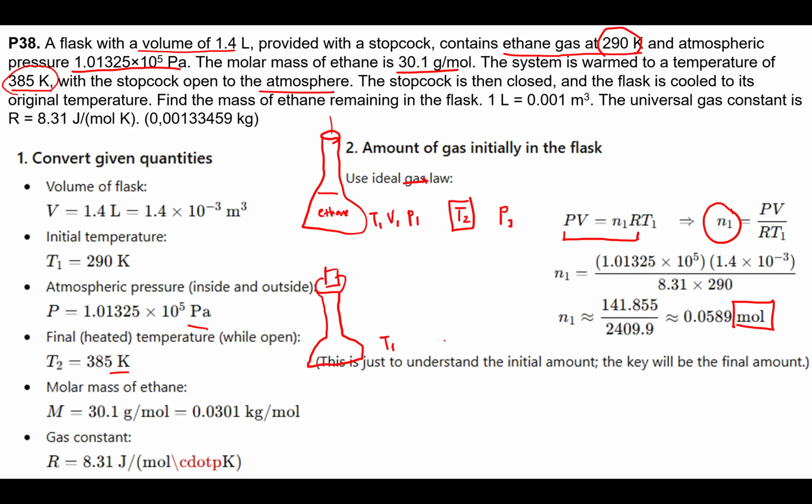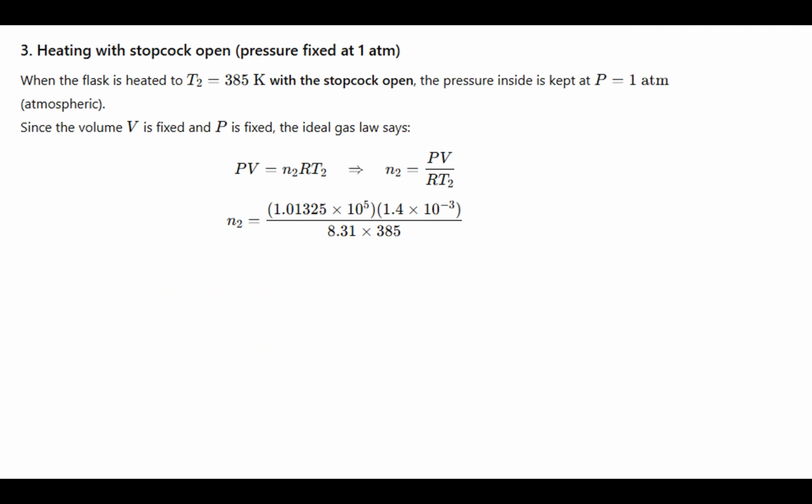And during the heating with the stopcock open, the pressure is fixed. The pressure is open, so that means the pressure is 1 atm, but the temperature changes. So we have another PV relation in this case, and this time you should have an N2. N2 is given by PV over RT, because the temperature is changed so N2 should change. In other words, the volume is fixed and the pressure is fixed.